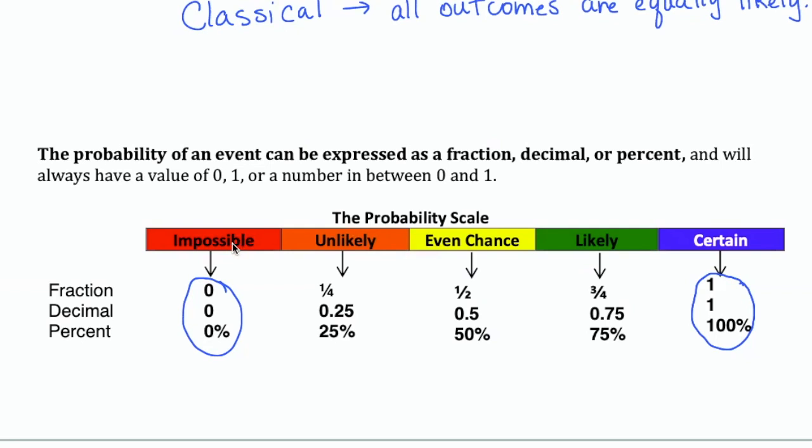If you're somewhere between impossible and an equal chance of happening, that's more towards the unlikely side. So these are going to be numbers between 0 and 0.5. Things that are likely to happen are going to be approaching 1, so it'll be somewhere between 0.5 and 1. In this instance, I've just given examples of unlikely or likely. They don't have to be these numbers. Any number between 0.5 and 1 is considered likely to happen.